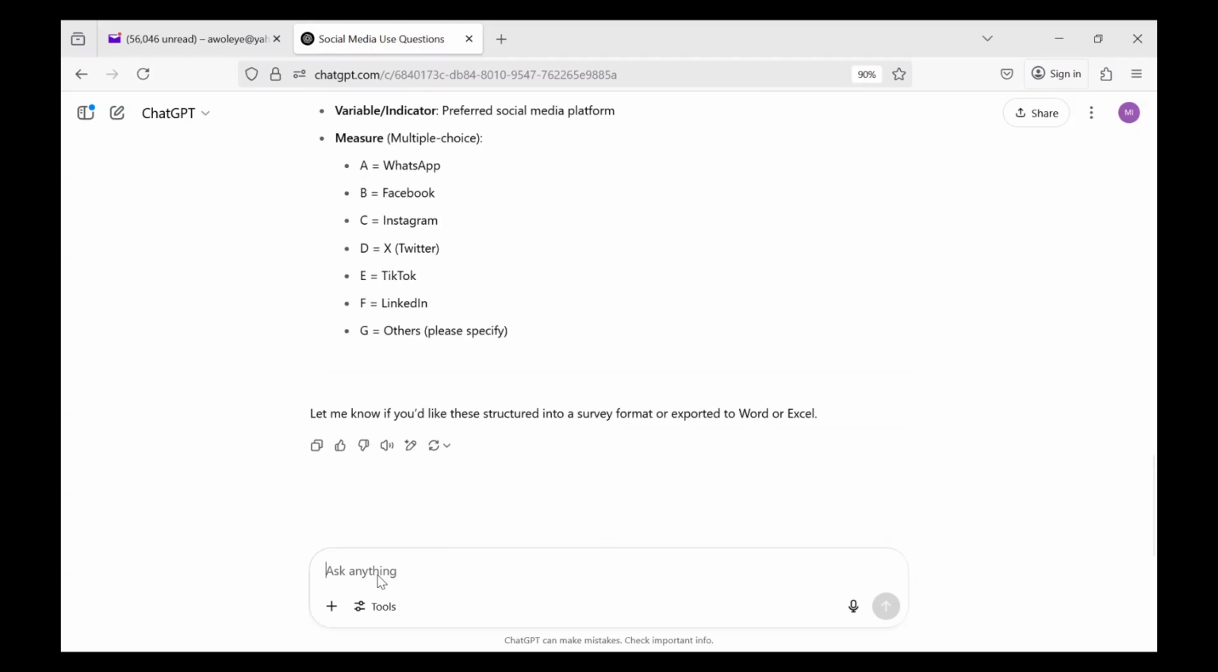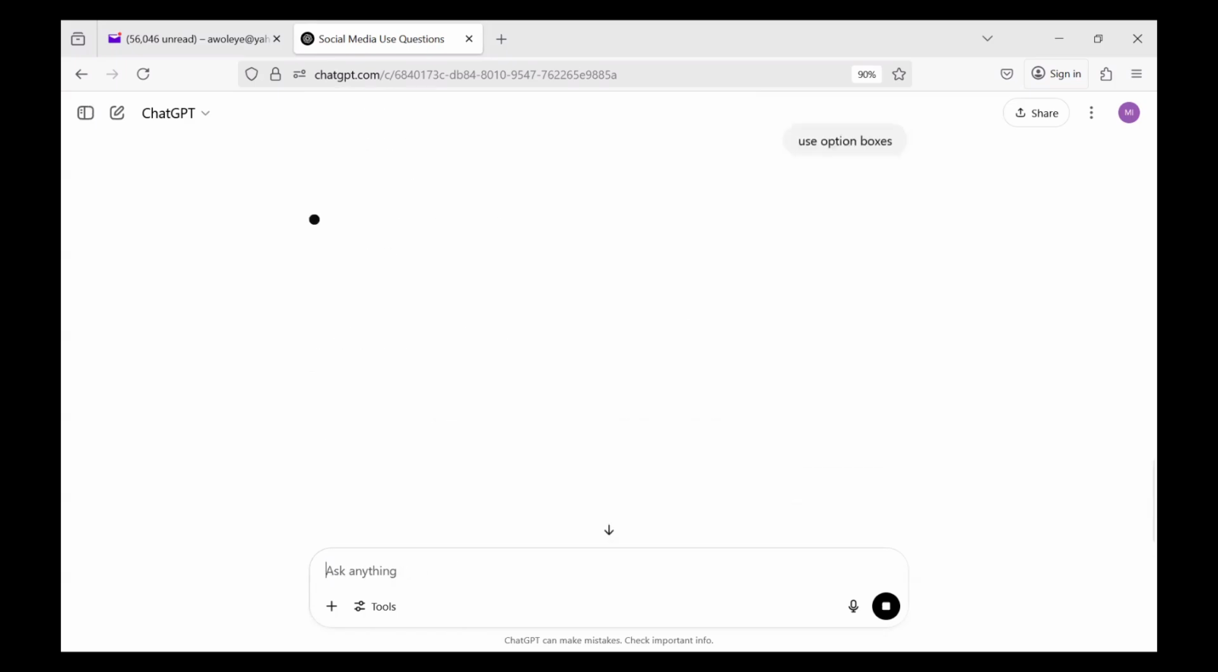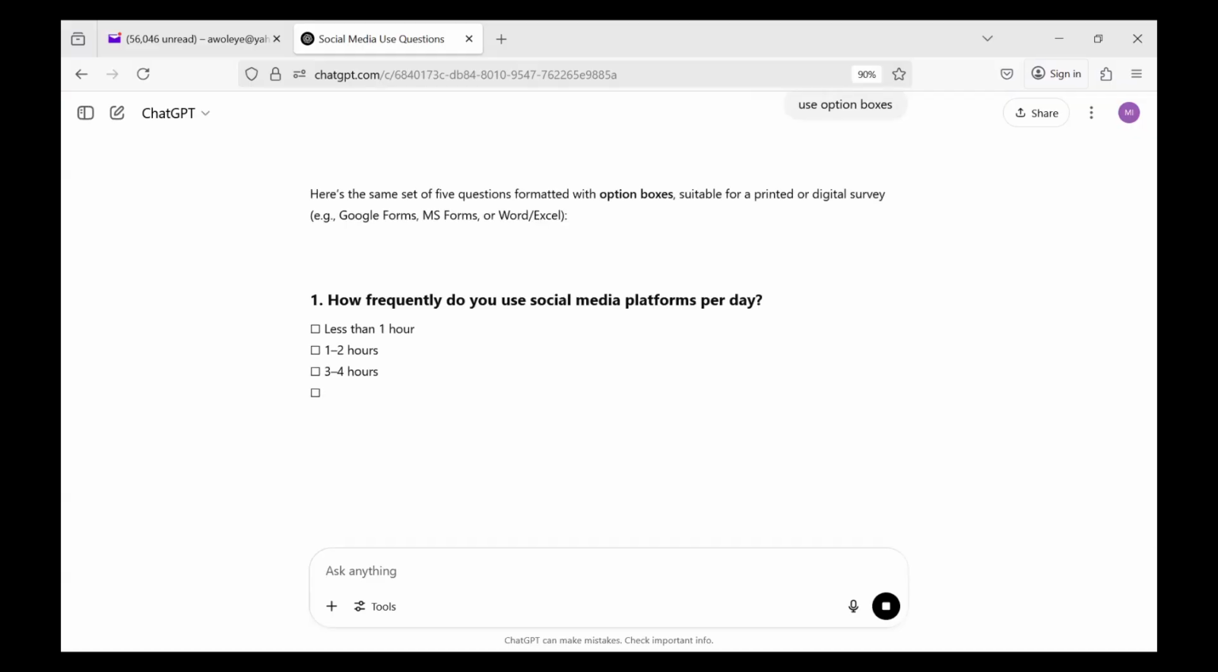So I'm going to ask you to use option boxes. That's what we're going to have. You can format everything for you. Can you see?